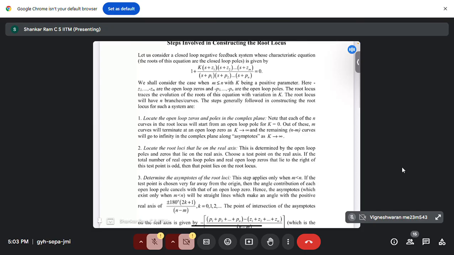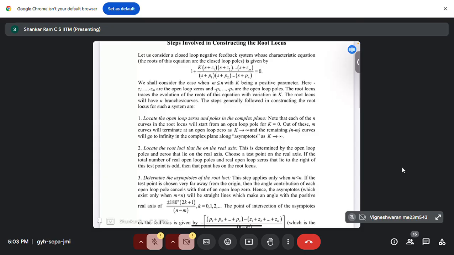So the first step was to locate the open loop poles and open loop zeros in the S plane. The root locus will have n branches, and each branch will start from one open loop pole as k starts from 0, and m of those n branches will end at open loop zeros, and the remaining n minus m will go to infinity along asymptotes, as k tends to infinity.